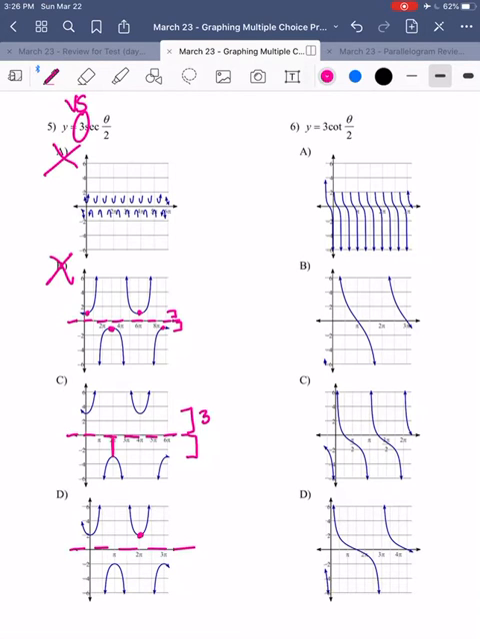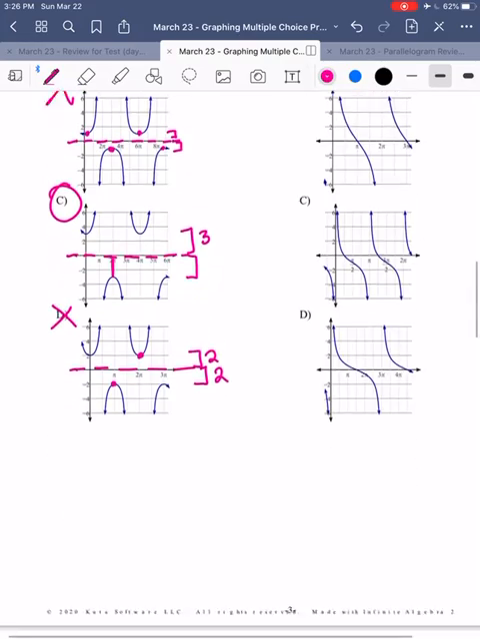Let's see if the other ones work or don't work. So this is the height of these. The distance away is only 2, so that means our amplitude has to be 3, which is C. Okay, so you see how the amplitude really helped us. It's just the distance away from the midline.